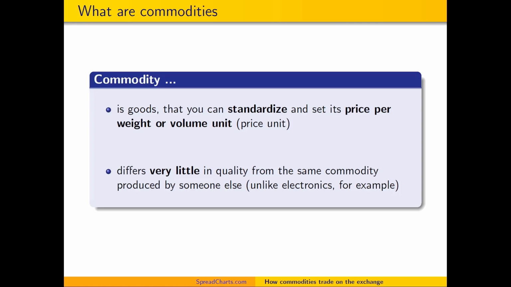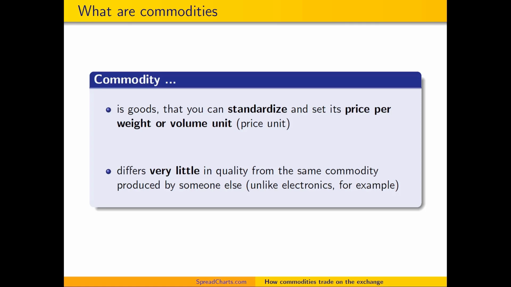But if someone would give you one bucket of corn from farmer A and right next to it another bucket with corn from farmer B, they would look basically the same and command the same price. Therefore, corn is a commodity.